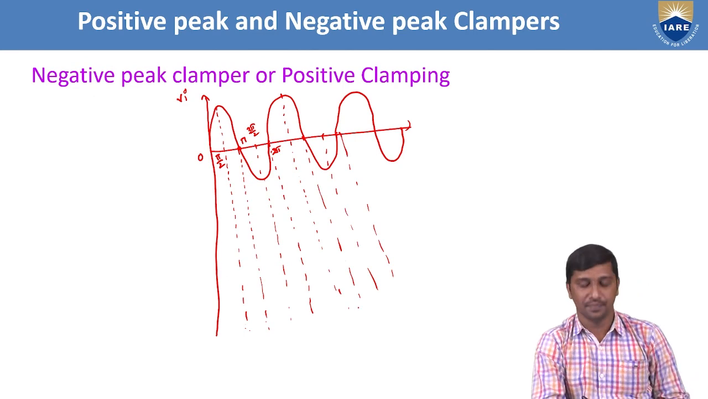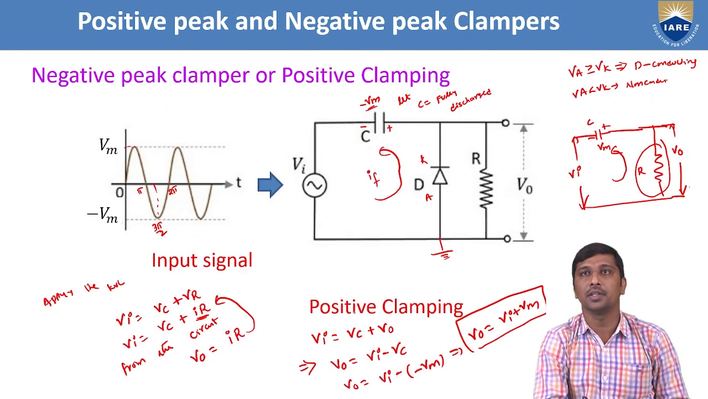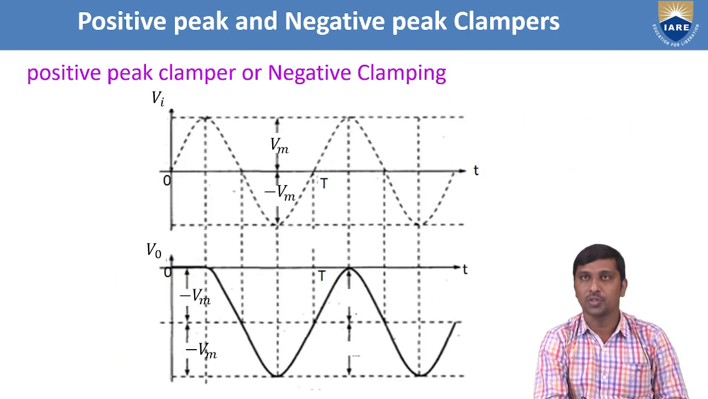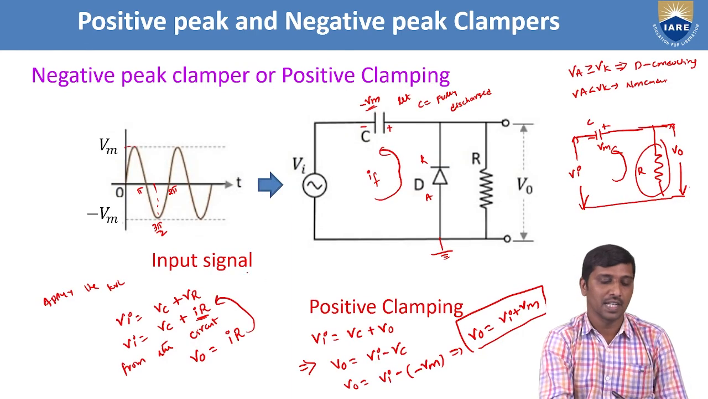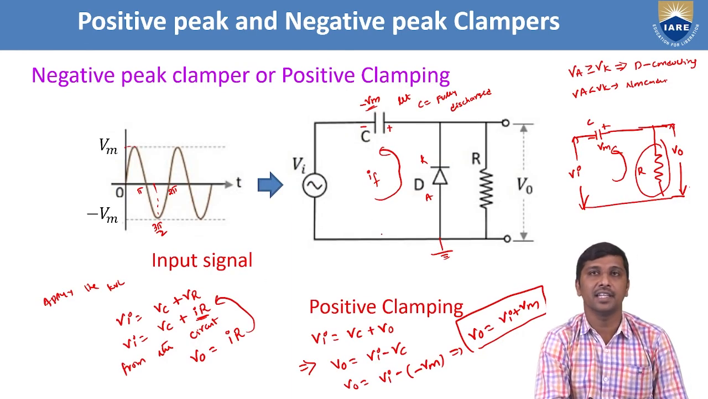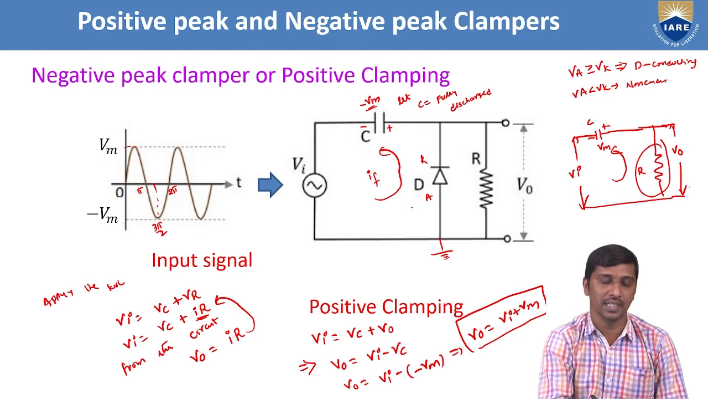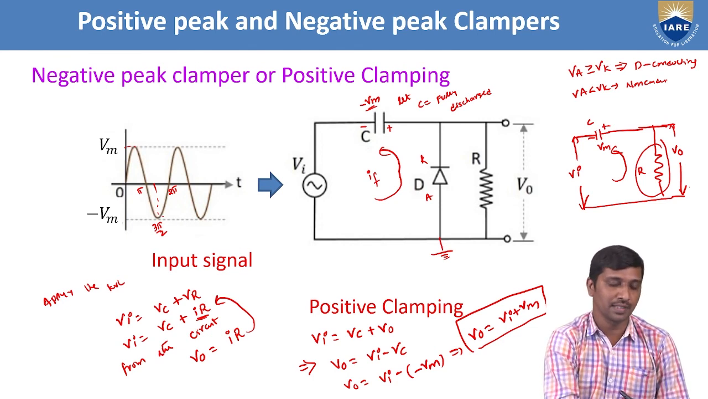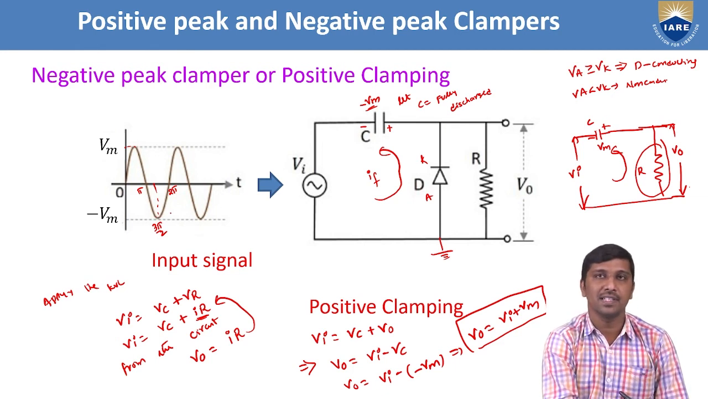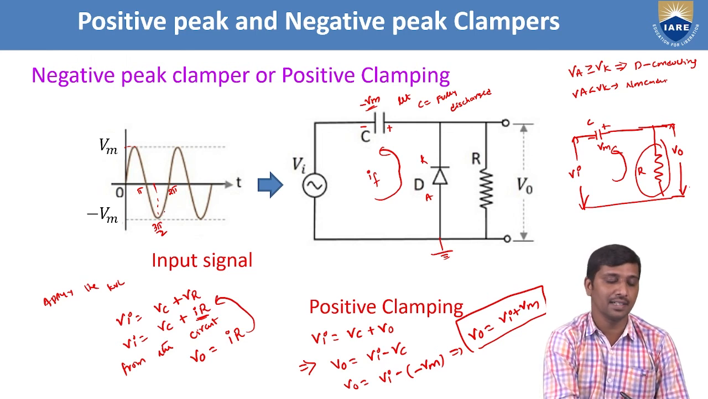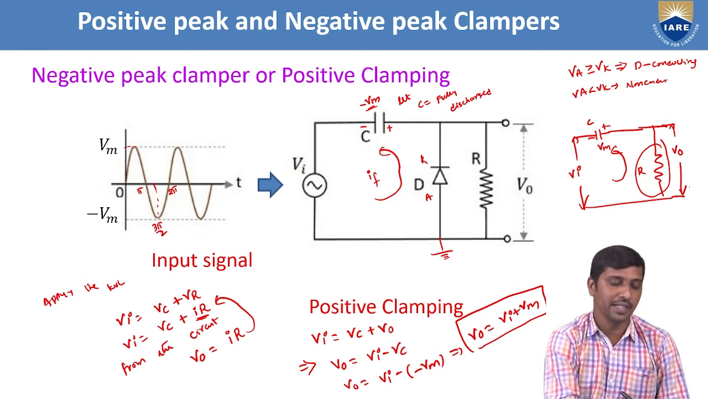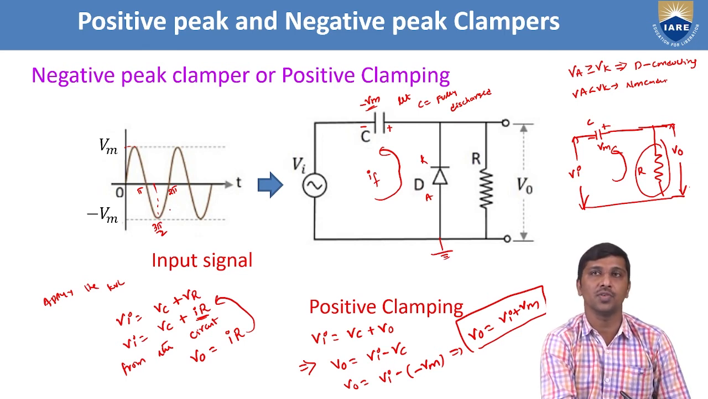Now let's consider this positively clamped circuit with respect to the given input signal, for the initial stage only. Until the input reaches minus Vm, the diode is non-conducting here. For subsequent cycles, there is no need to identify the initial conditions. But for the initial condition, until Va reaches minus Vm, the diode is in the off state.